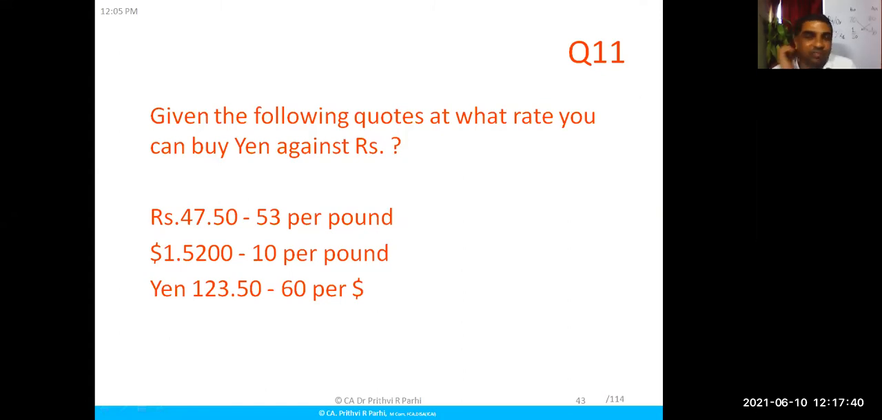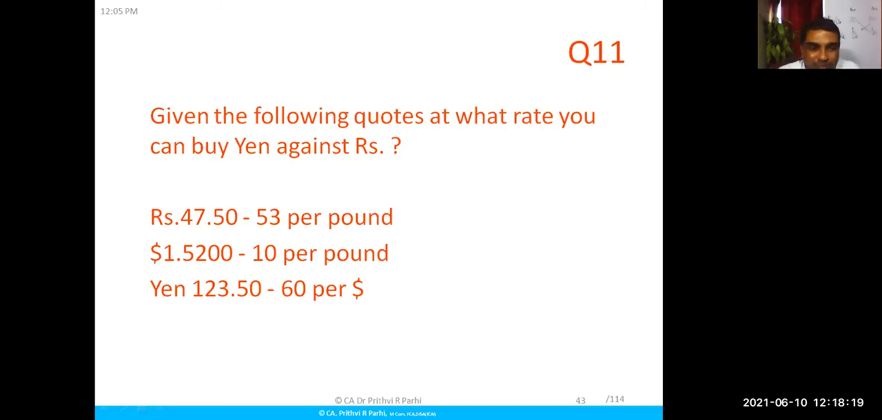You see, many times in real life also we may face this kind of situation. Some quotes are available with you, but the question is at what rate you can buy yen against rupees. Assume you want to buy yen for rupees, but a yen quote is not available. What quote is available? Rupee per pound is available, dollar per pound is also available, and yen is available per dollar. So our first job will be to convert all these quotes into numerator denominator form.